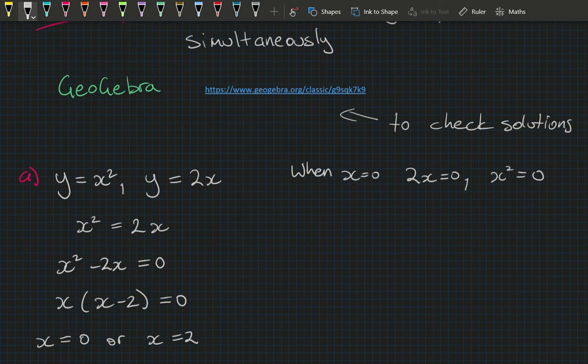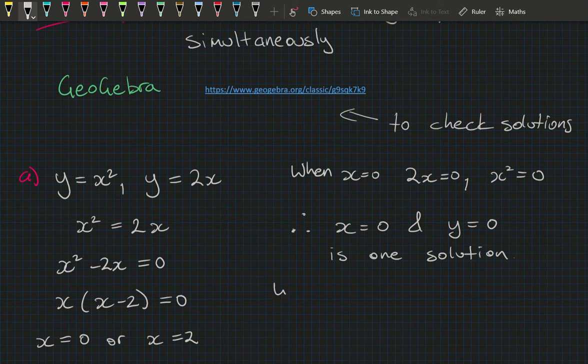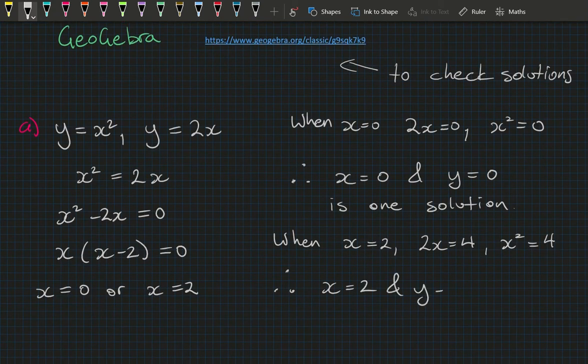So you can see in both equations there that y is equal to 0 when x is equal to 0. So our solution is x equals 0 and y equals 0. Well, that's one of our solutions. The other one, of course, is when x is equal to 2, 2x is equal to 4, and x squared is equal to 4. So therefore, when x equals 2, y is equal to 4, and that's our other solution.